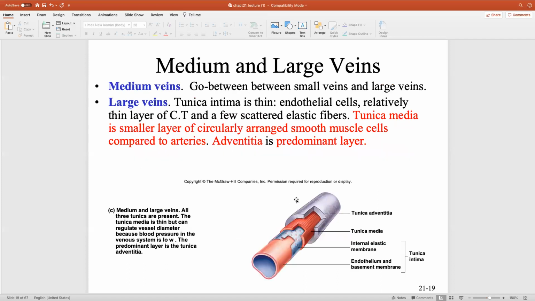Medium and large veins are the go-between. The medium veins are the go-between between small and large veins. Large veins have a very thin tunica intima. The tunica media has circularly arranged smooth muscle, but the layers of smooth muscle are a very small amount compared to a similar size artery. The biggest thing in the large vein is a huge amount of adventitia, external connective tissue.